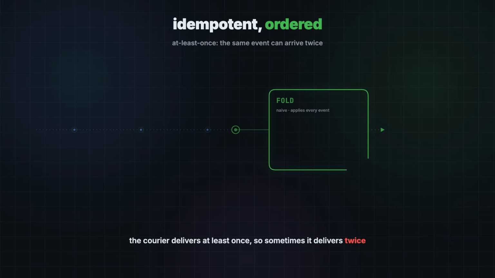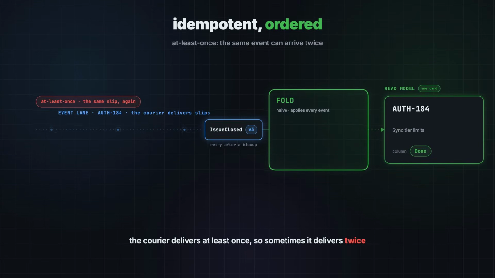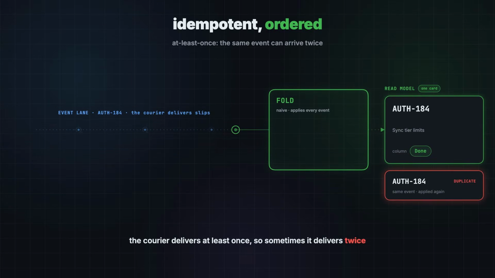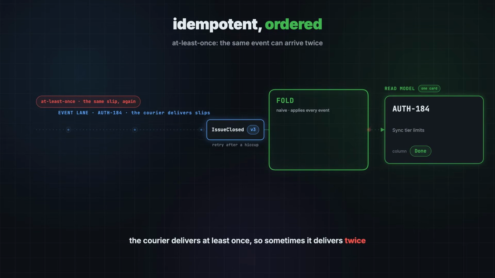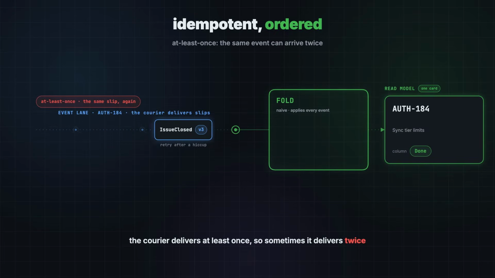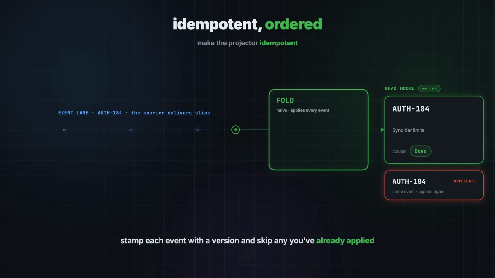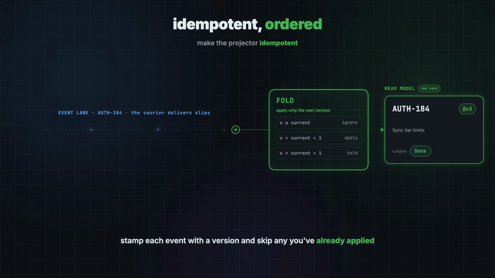The messenger has a catch. It delivers at least once, which means sometimes it delivers twice. A retry after a glitch, and the same event shows up again. So your projector has to be idempotent. Applying the same event twice should leave the board exactly as applying it once. The usual trick is to stamp each event with an ID or a version, and skip any you have already applied.